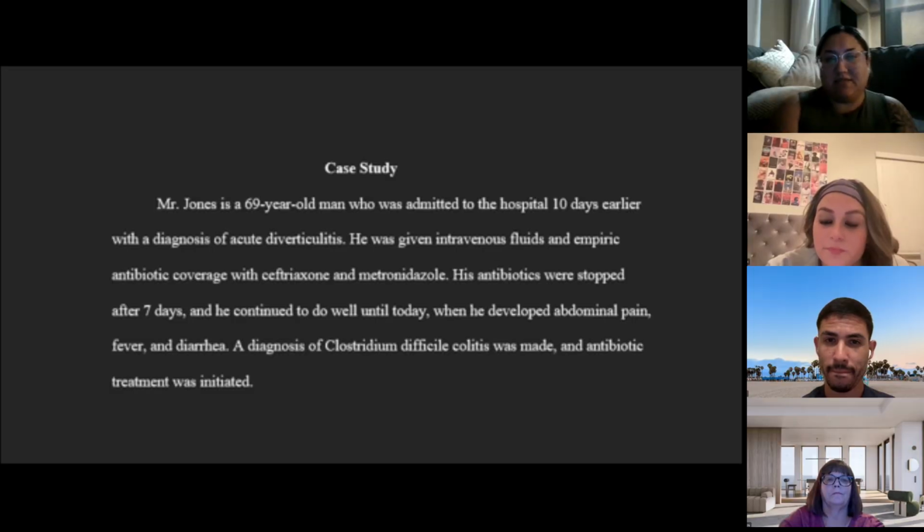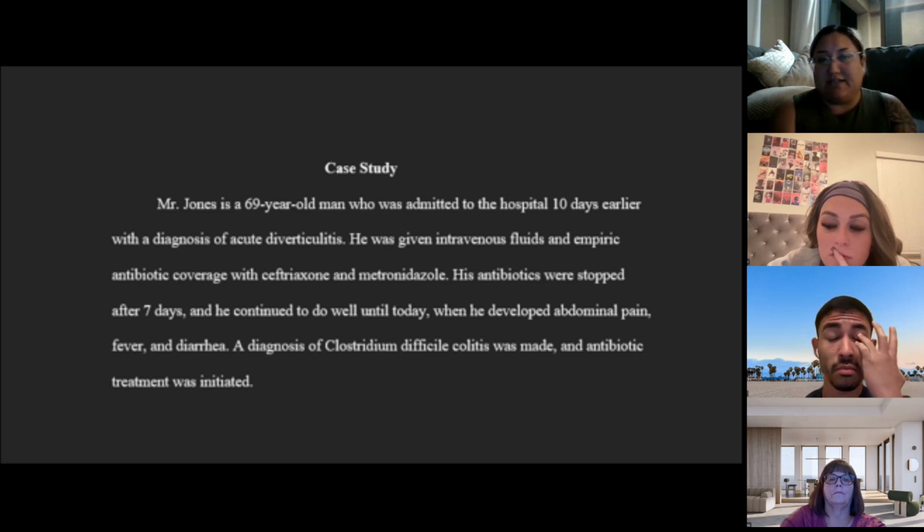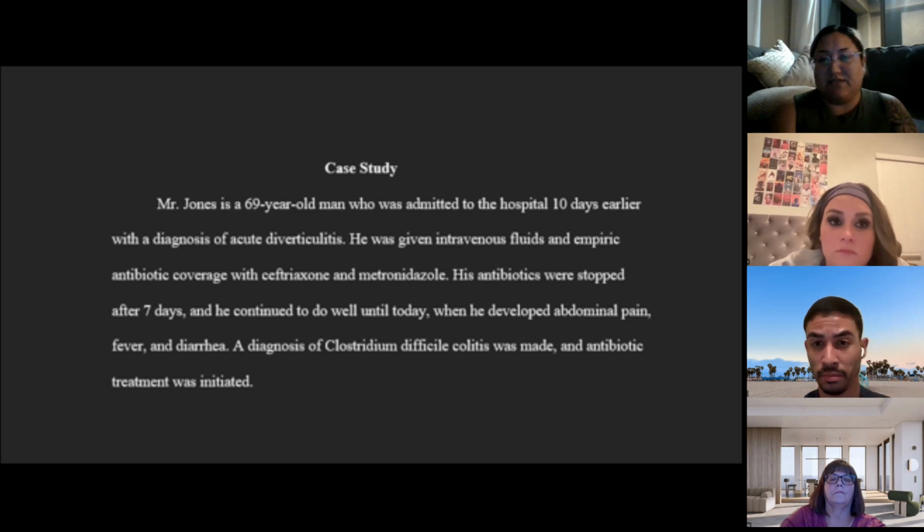So, case study. Mr. Jones is a 69-year-old man who was admitted to the hospital 10 days earlier with the diagnosis of acute diverticulitis. He was given intravenous fluids and empiric antibiotic coverage with ceftriaxone and metronidazole. His antibiotics were stopped after 7 days, and he continued to do well until today when he developed abdominal pain, fever, and diarrhea. A diagnosis of Clostridium difficile colitis was made and antibiotic treatment was initiated.